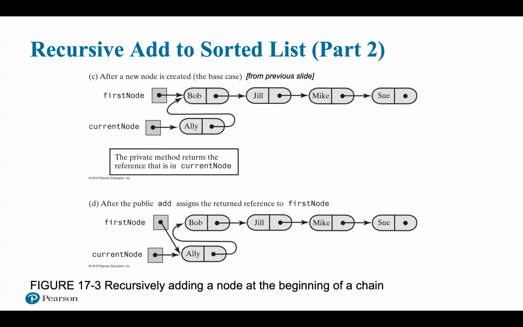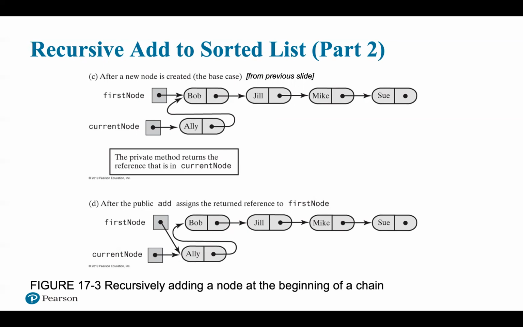Since Allie will be added to the beginning of the chain, the statement currentNode = new Node(Allie, currentNode) executes and creates a new node for Allie. This node is linked to the original chain as Figure 17.3c shows. Notice that firstNode is unchanged, even though it is the argument that corresponds to the parameter currentNode. The private method now returns the value of currentNode, and the public method add assigns the value to firstNode.